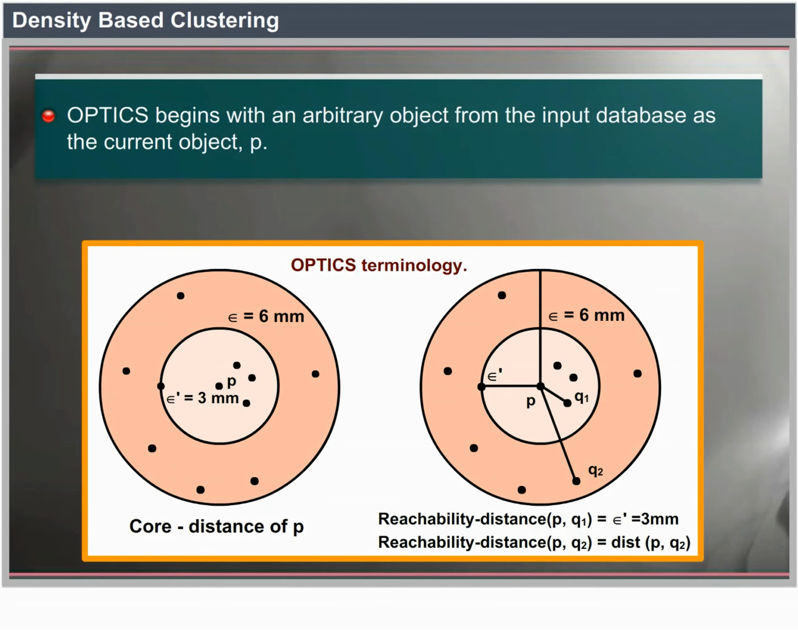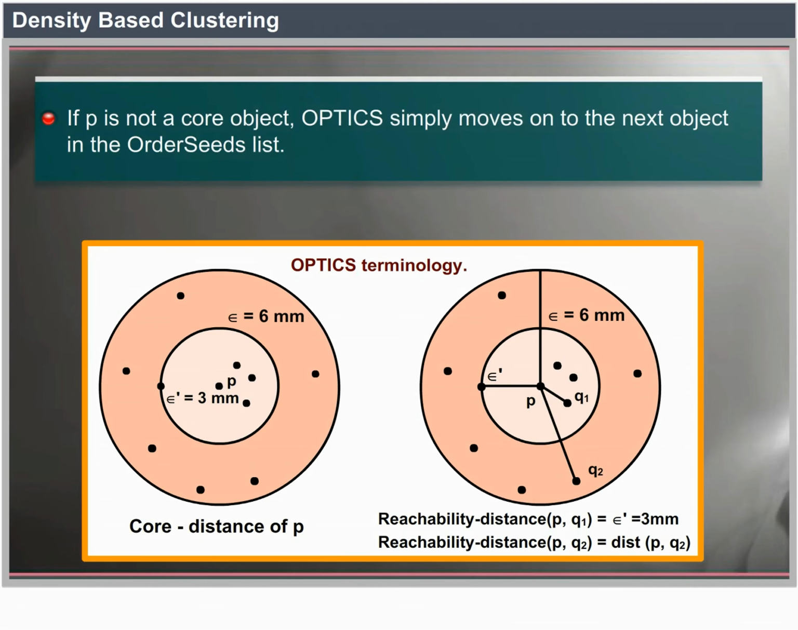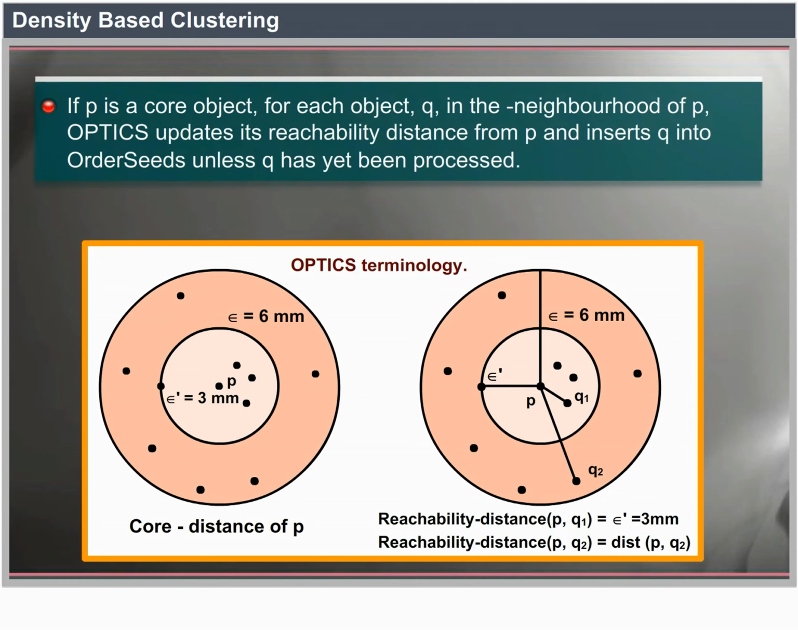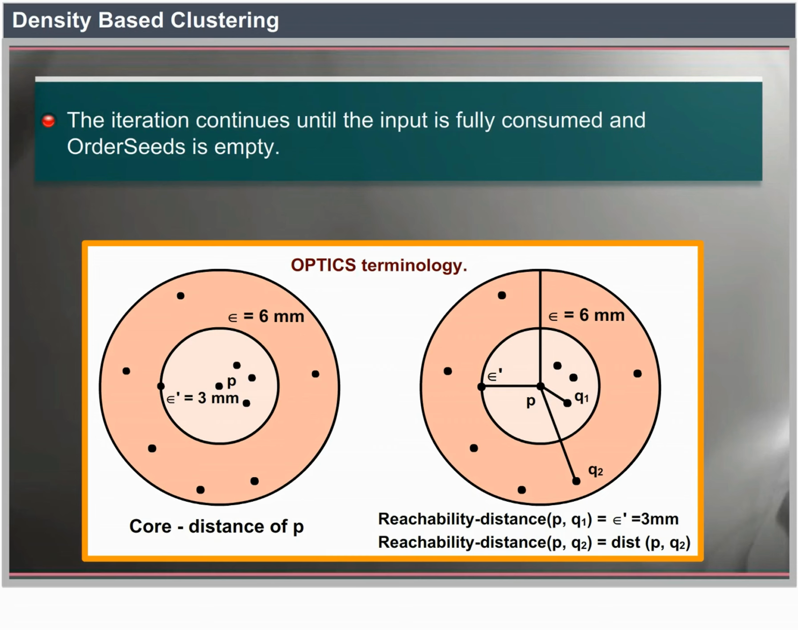OPTICS begins with an arbitrary object from the input database as the current object P. It retrieves the neighborhood of P, determines the core distance, and sets the reachability distance to undefined. The current object P is then written to output. If P is not a core object, OPTICS simply moves on to the next object in the OrderSeeds list. If P is a core object, then for each object Q in the neighborhood of P, OPTICS updates its reachability distance from P and inserts Q into OrderSeeds if Q has not yet been processed. The iteration continues until the input is fully consumed and OrderSeeds is empty.